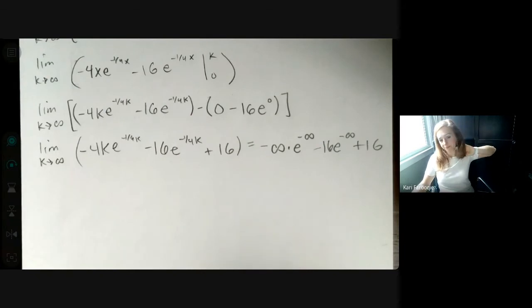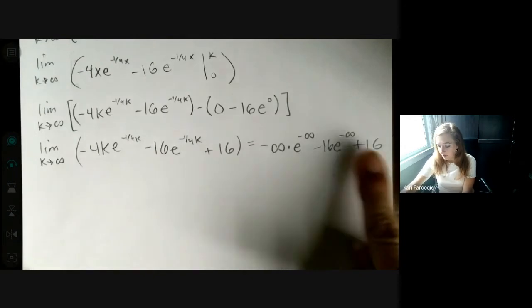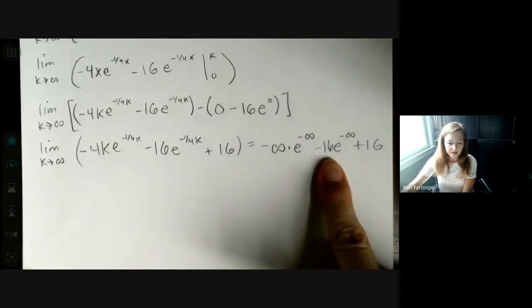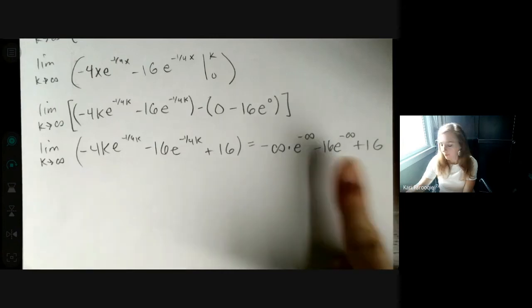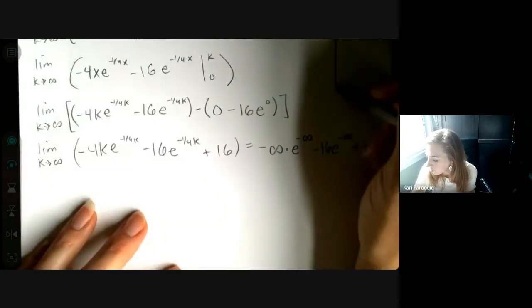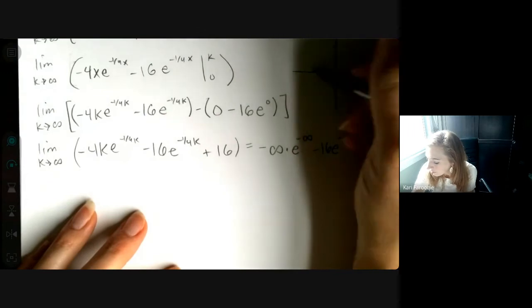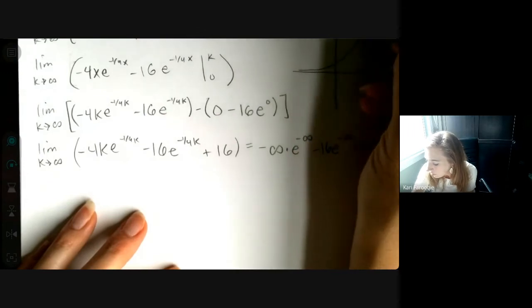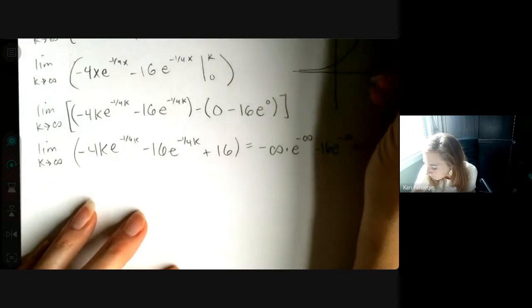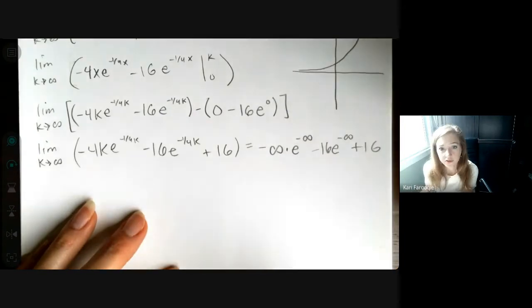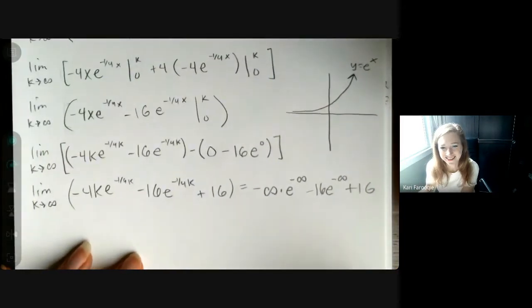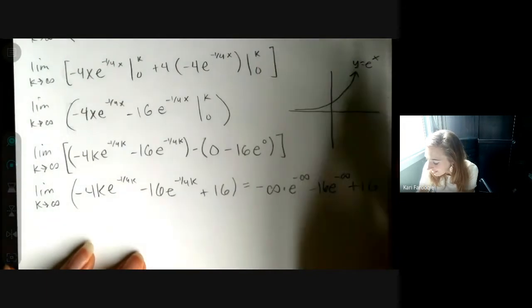Okay. So the 16 part I'm not worried about. This part I'm not worried about. And you guys maybe are like, oh, I have e to the negative infinity. I haven't thought about that in a long time. Well, let me remind you of what your exponential function looks like. It looks kind of like this. Y equals e to the x.